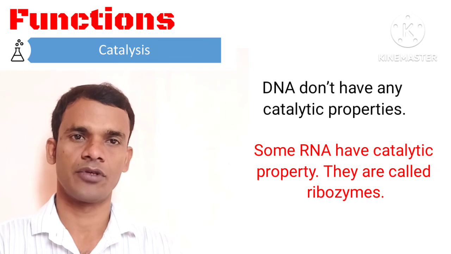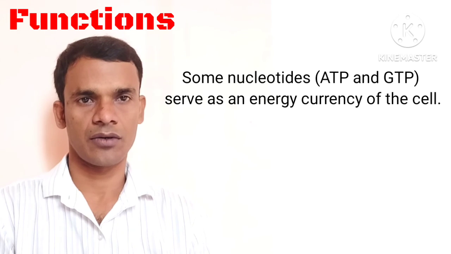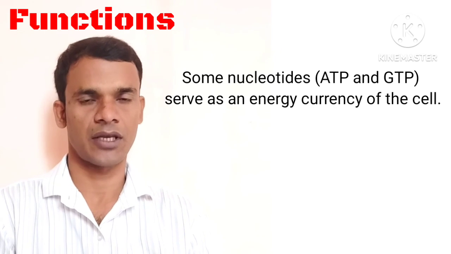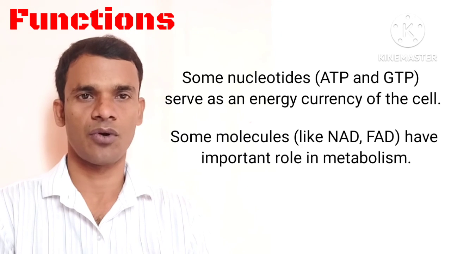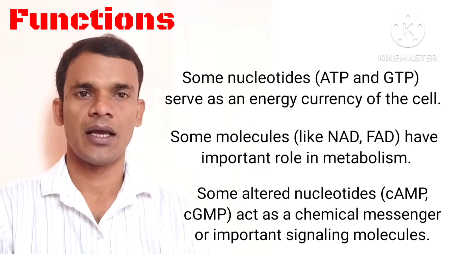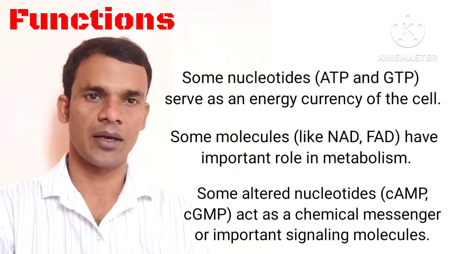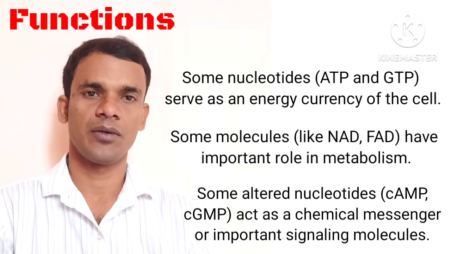They are called ribozymes. Apart from these, some nucleotides like ATP and GTP serve as the energy currency of the cell. Some molecules like NAD and FAD have some important role in metabolism. Some altered nucleotides like cyclic AMP and cyclic GMP act as chemical messengers or important signaling molecules.